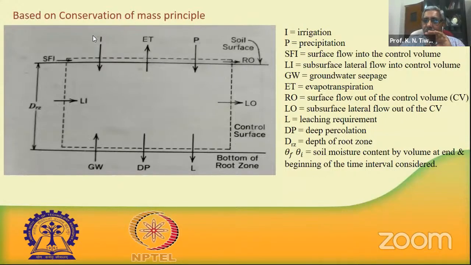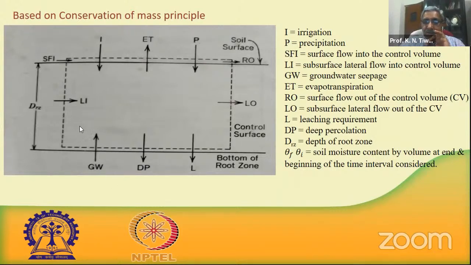What are the inflow components? Inflow components are irrigation, precipitation, which is rainfall or snow, whatever form it is. And then the other inflow component is the water coming as a surface inflow, or water entering the control volume laterally, and then the water going out of the control volume is lateral outflow.